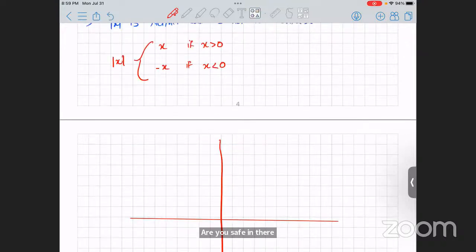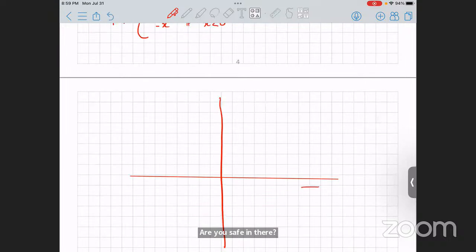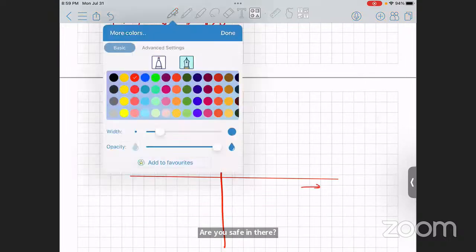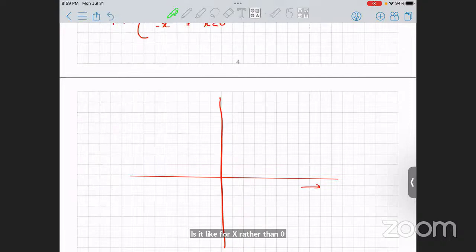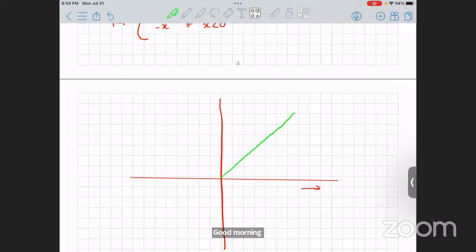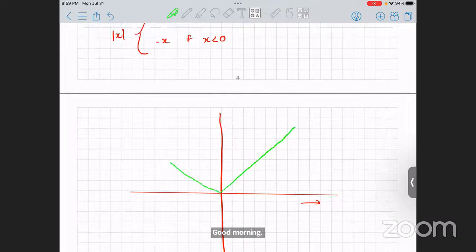For x greater than 0, it is on this side and it will go like this. For x less than 0, it is this. Look, it is continuous. By this graph, you can easily say it is continuous.